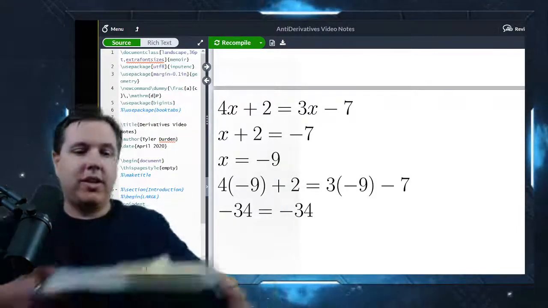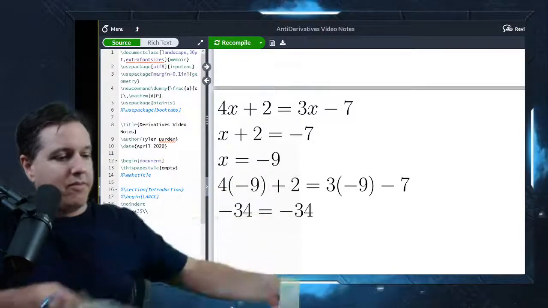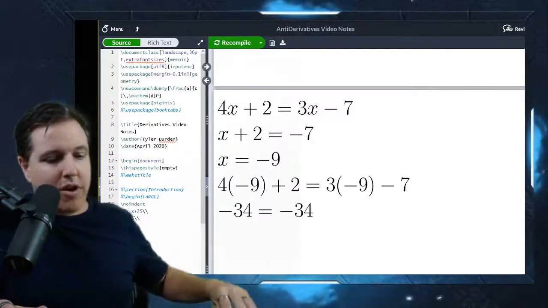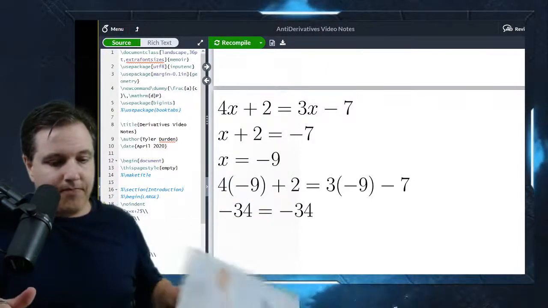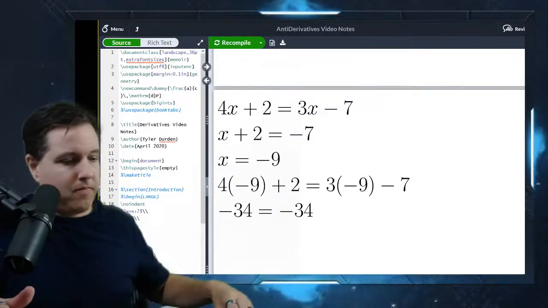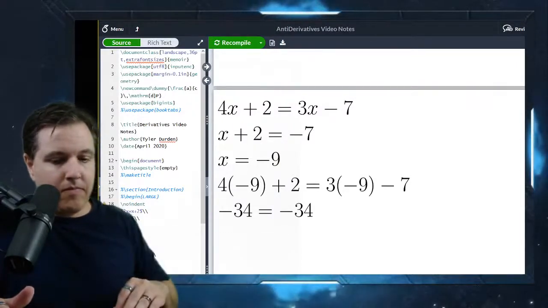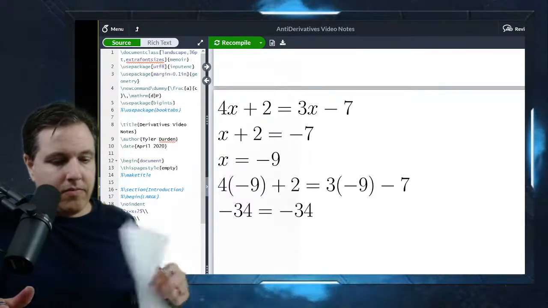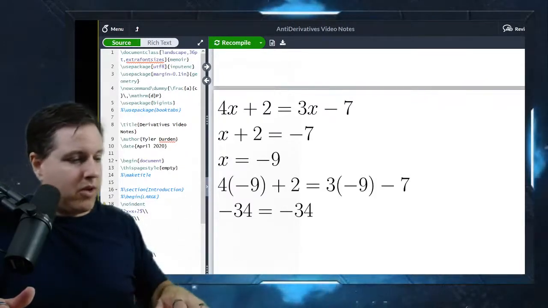Let me get my book here. I didn't have this open, but let me open this so I can find some good problems for us to go over. Here we go.